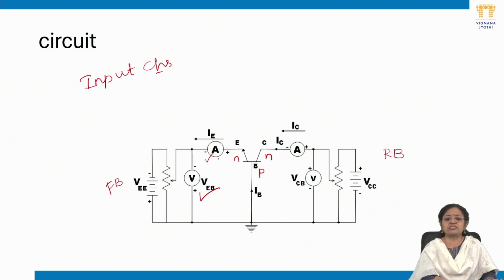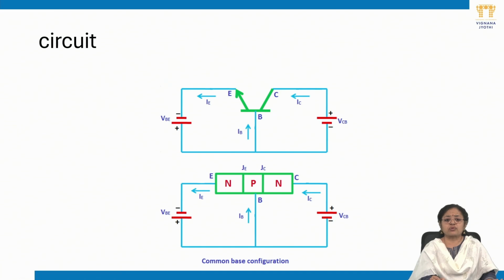We obtain the characteristics for input by keeping the output voltage constant for the BJT. Here we show that there is a voltmeter and an ammeter. By varying this power supply, we can set the VEB and note down the ammeter reading for different values of VCB. For different values of VCB, we obtain the input characteristics for BJT common base. This is the circuit diagram to accomplish this, drawn simply using the symbols.